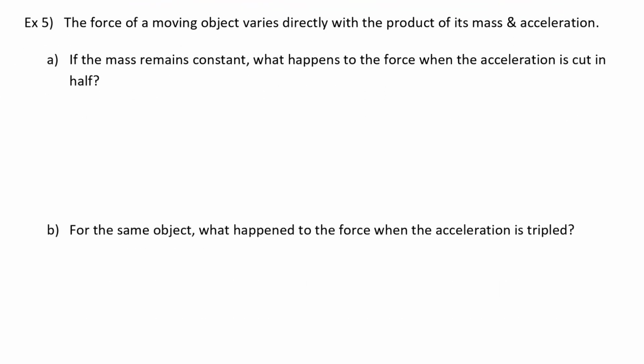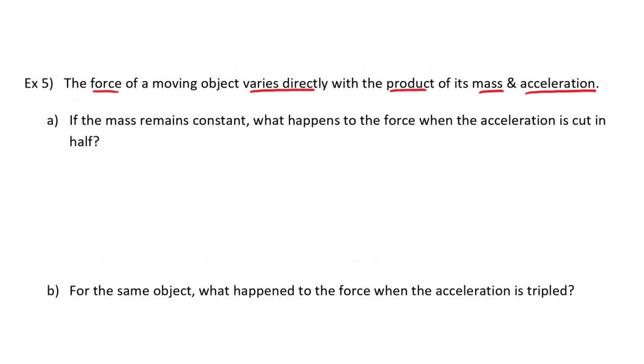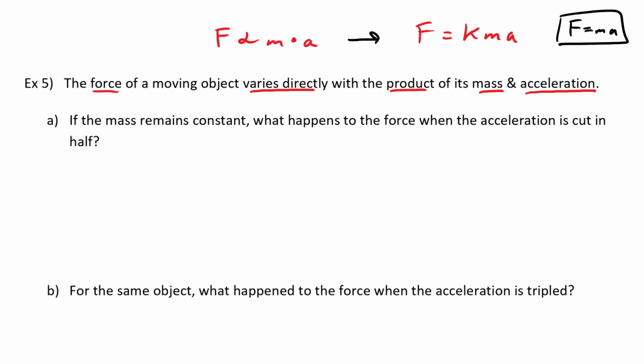Let's examine some other situations. Force of a moving object varies directly with the product of its mass and its acceleration. Meaning, force varies directly as mass times acceleration. I can turn that into an equation. Force equals kma. If I make k equal to 1, force equals mass times acceleration. This is actually Newton's second law. This is a real formula.